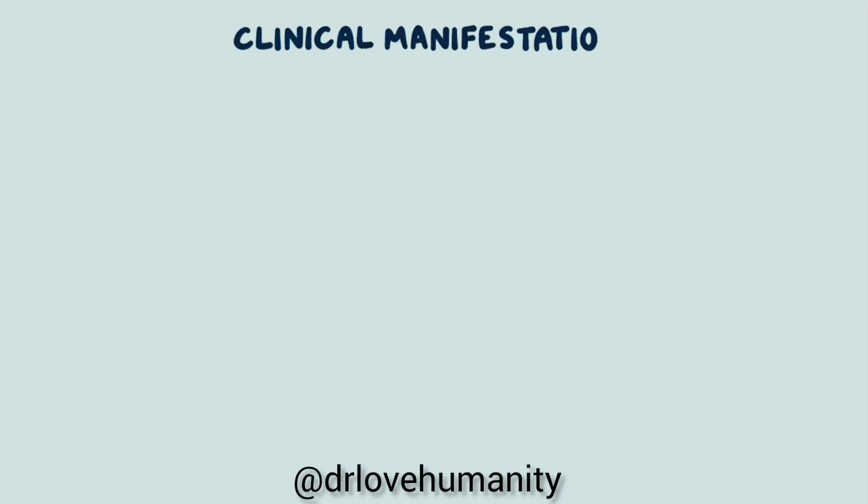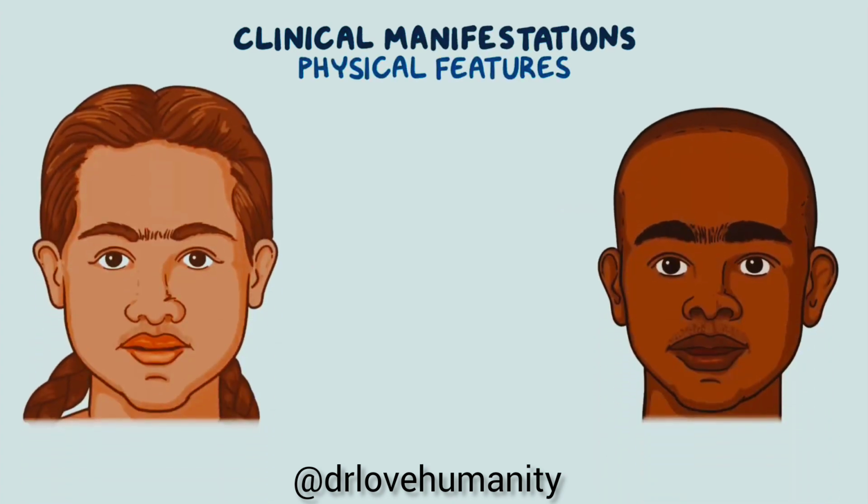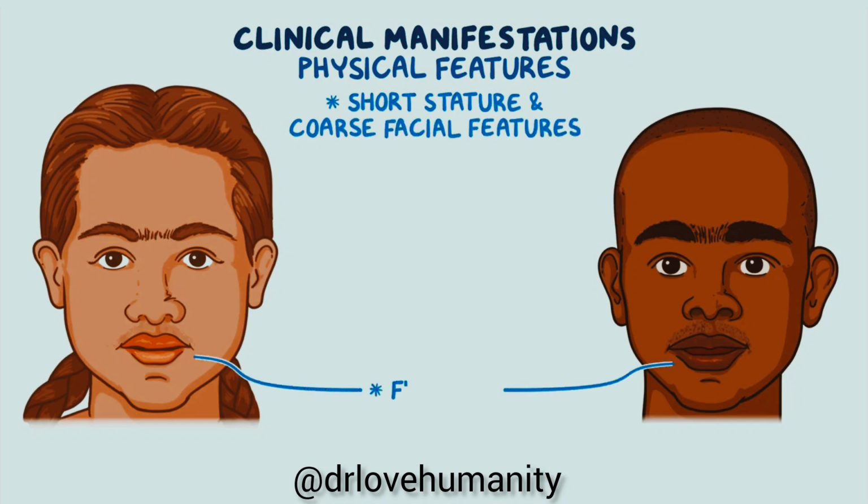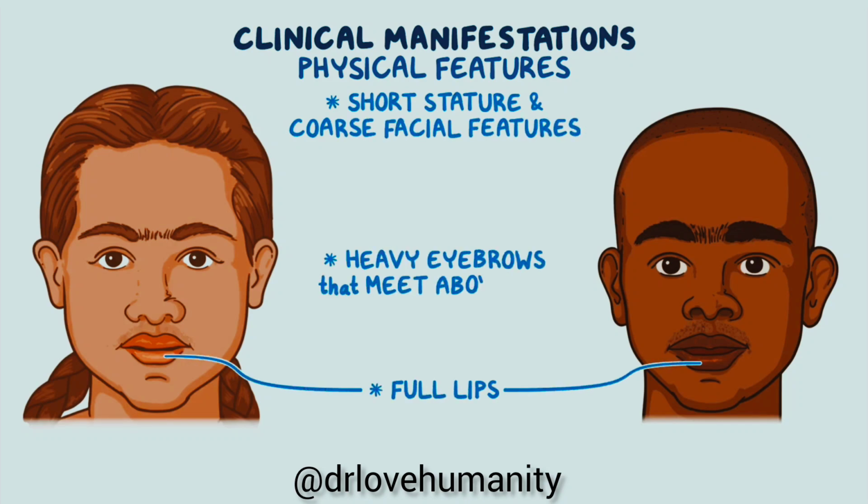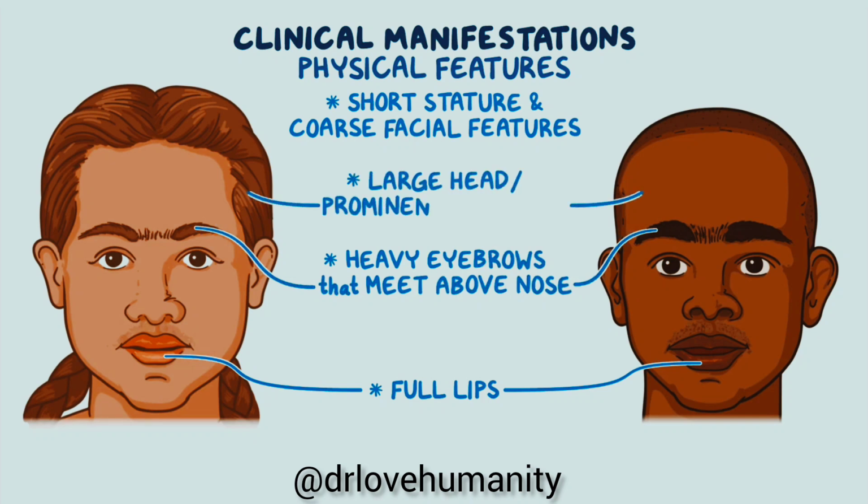Affected individuals have distinctive physical features that typically include a short stature and coarse facial features, including full lips and heavy eyebrows that meet above the nose. Individuals may also be noted to have a large head or prominent forehead, and excessive body hair growth is common.